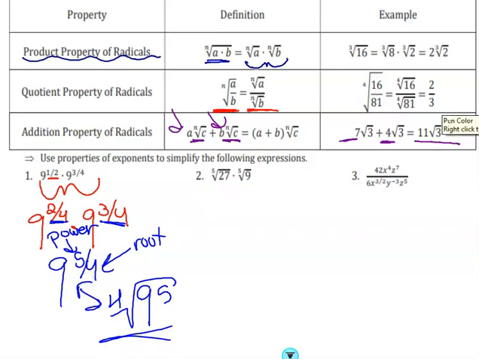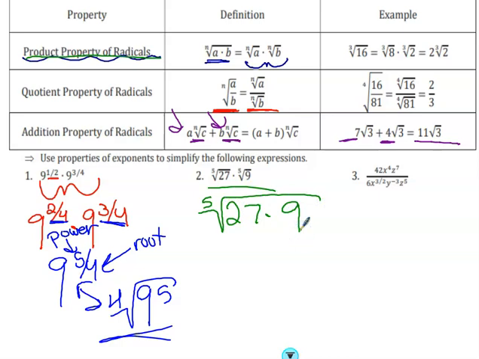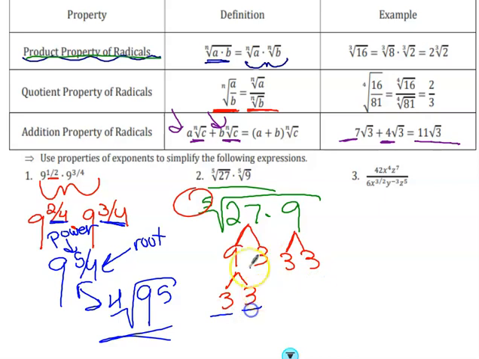All right, so number 2, if you have the 5th root of 27 and the 5th root of 9, based on our property of radicals, I'm going to put them under the same radical and see if I can take anything out. It seems kind of silly, but what I do is I branch out and see if I can find 5 of something. So 27 is 9 and 3, and 9 is 3 and 3. Now I have 1, 2, 3, 4, 5 threes. So the 5th root of 27 times 9, the answer is 3.